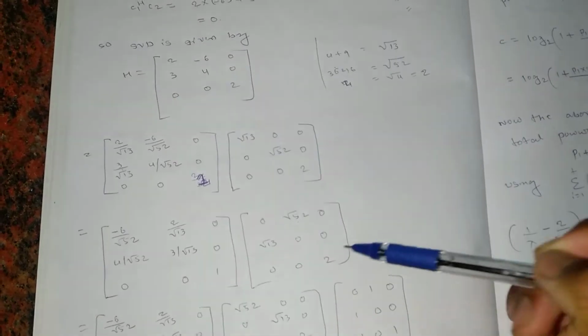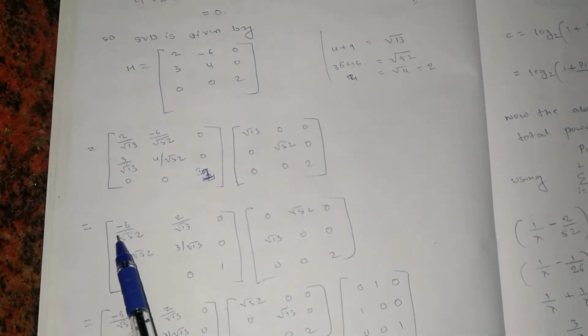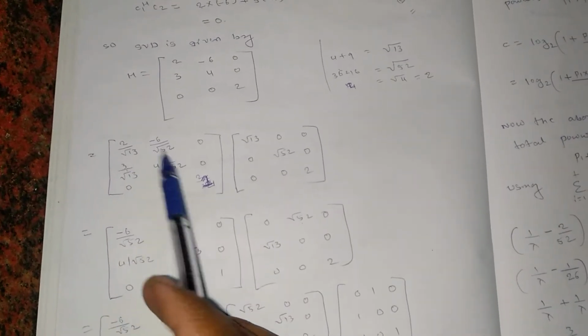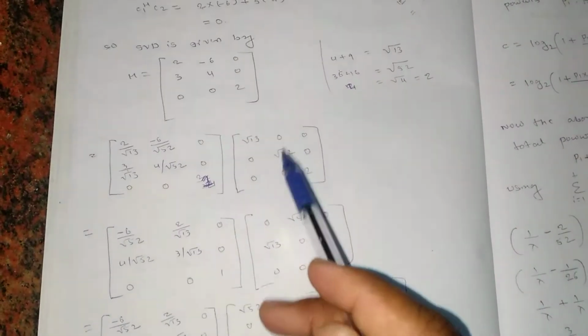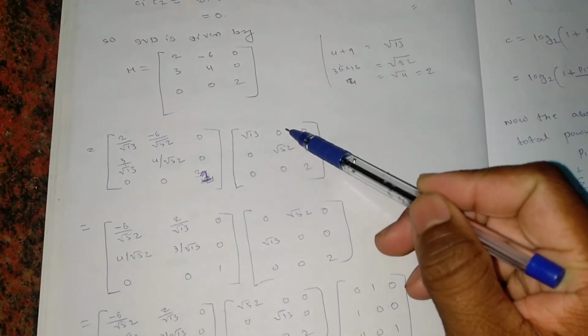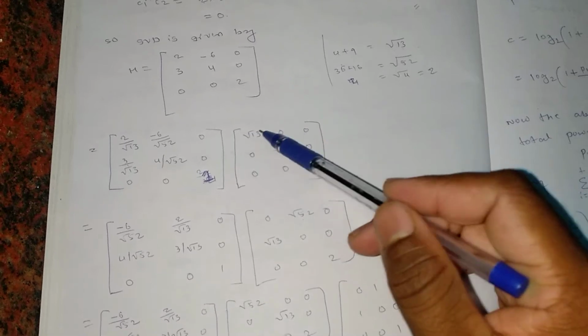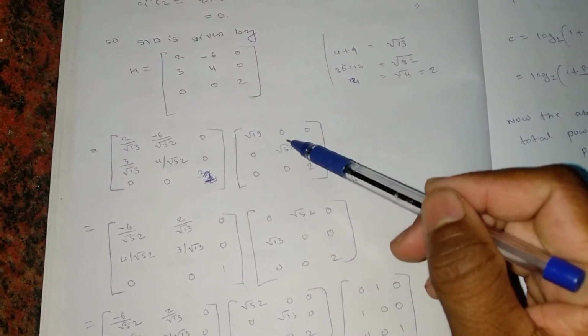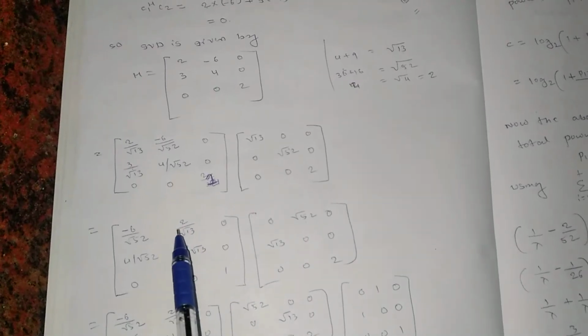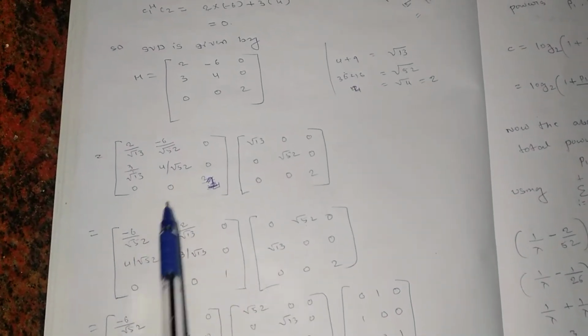So what I will be doing, okay, so minus 6 by root 52, I will flip this one. If I flip the columns of this one, then I need to flip the rows of this one. I want this quantity in the first row so that I can flip again column-wise. So to flip row-wise I need to flip this one column-wise. So what I'm doing, interchange the first and second column.